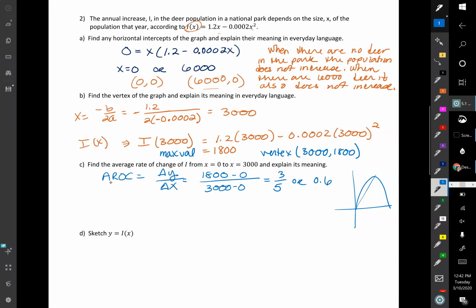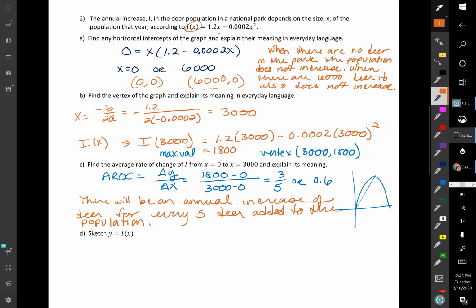We could think of the x values as the number of deer. So if you were to add 5 deer to the population, then the annual increase would become 3 deer. Or you could word it the other way around. So I just wrote it as there will be an annual increase of 3 deer for every 5 deer added to the population. Oops, I forgot to put the 3 deer for every 5.